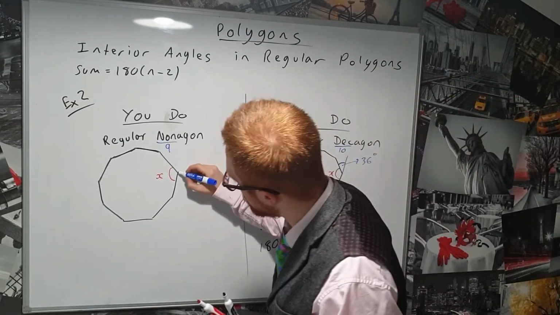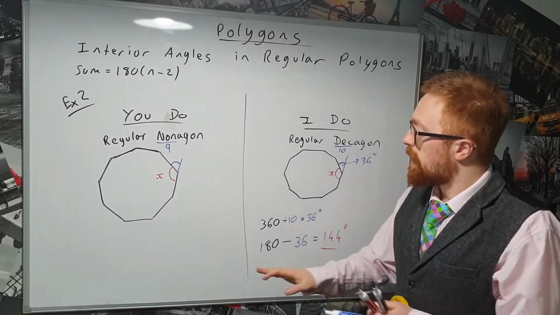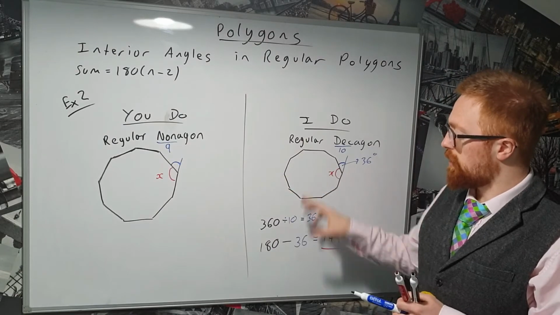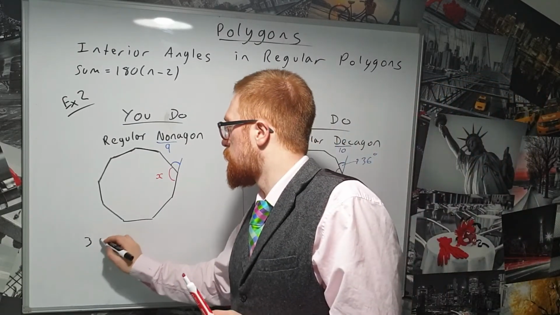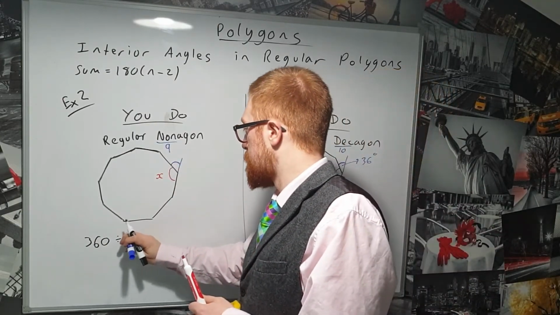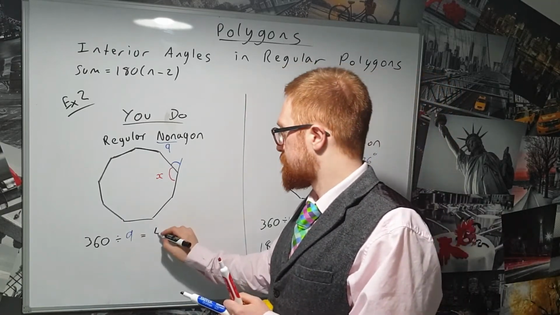So again, we're going to extend our line to make an exterior angle, and we need to work out what that is. Now all exterior angles in any polygon add up to 360, so that bit's exactly the same. So we're going to do 360 divided by 9 this time, and that gives us 40 degrees.